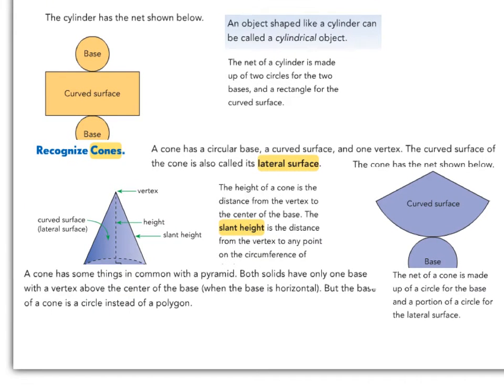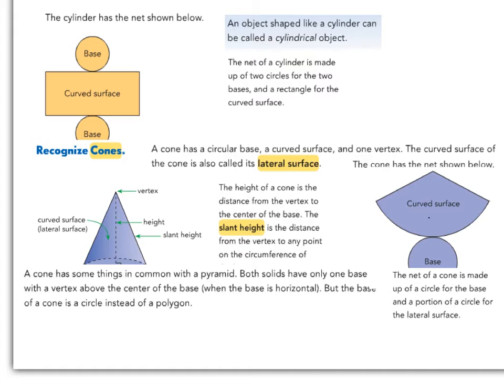Okay, so now we have recognizing cones. A cone has one circular base, a curved surface, and one vertex. The curved surface of a cone is called the lateral surface. So here's what a net of a cone looks like on the right-hand side. You have the curved surface that ends up being kind of triangular with a curved bottom, and then the base is a circle, which was kind of cut off on here, but it's not on your paper.